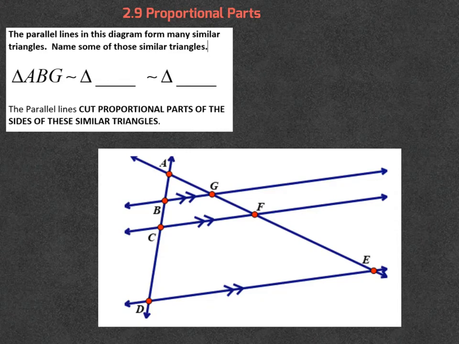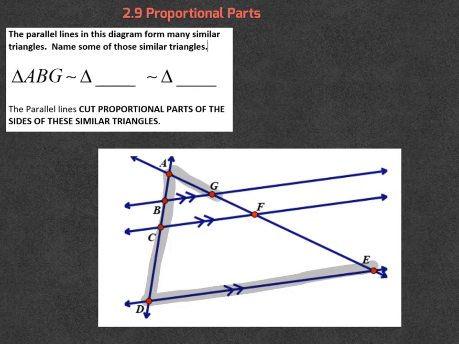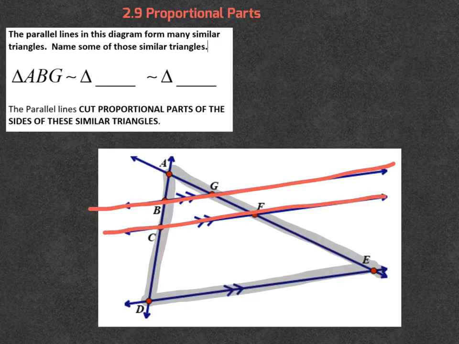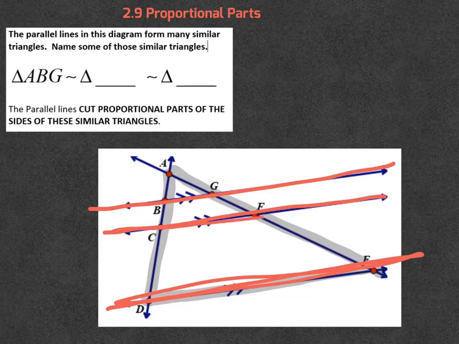This section is quite a bit of fun, and it's called proportional parts. The idea is that, let's begin with the original triangle, this really nice big large one here. And then what we're going to do is we are going to send parallel lines through it. And these parallel lines are parallel to this side down here. So what happens when we do this, it cuts the triangle up into lots of little pieces.